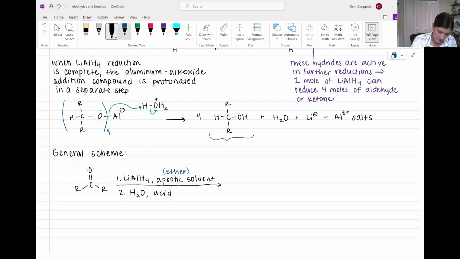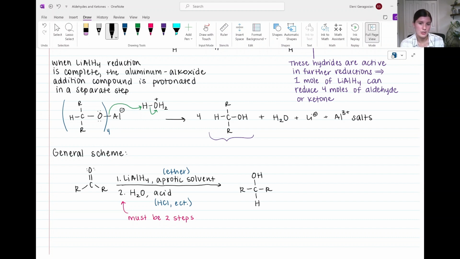Now the acid can be like HCl, HBr, any strong acid that will protonate water molecules. It should be added to the water solution. We must do this in 2 steps. And then in the end, we form an alcohol product. So the carbon is still bonded to 2 R groups. The oxygen, the carbonyl oxygen, is an alcohol, and a hydride was added to that carbonyl carbon. So this is the reduction with lithium aluminum hydride.